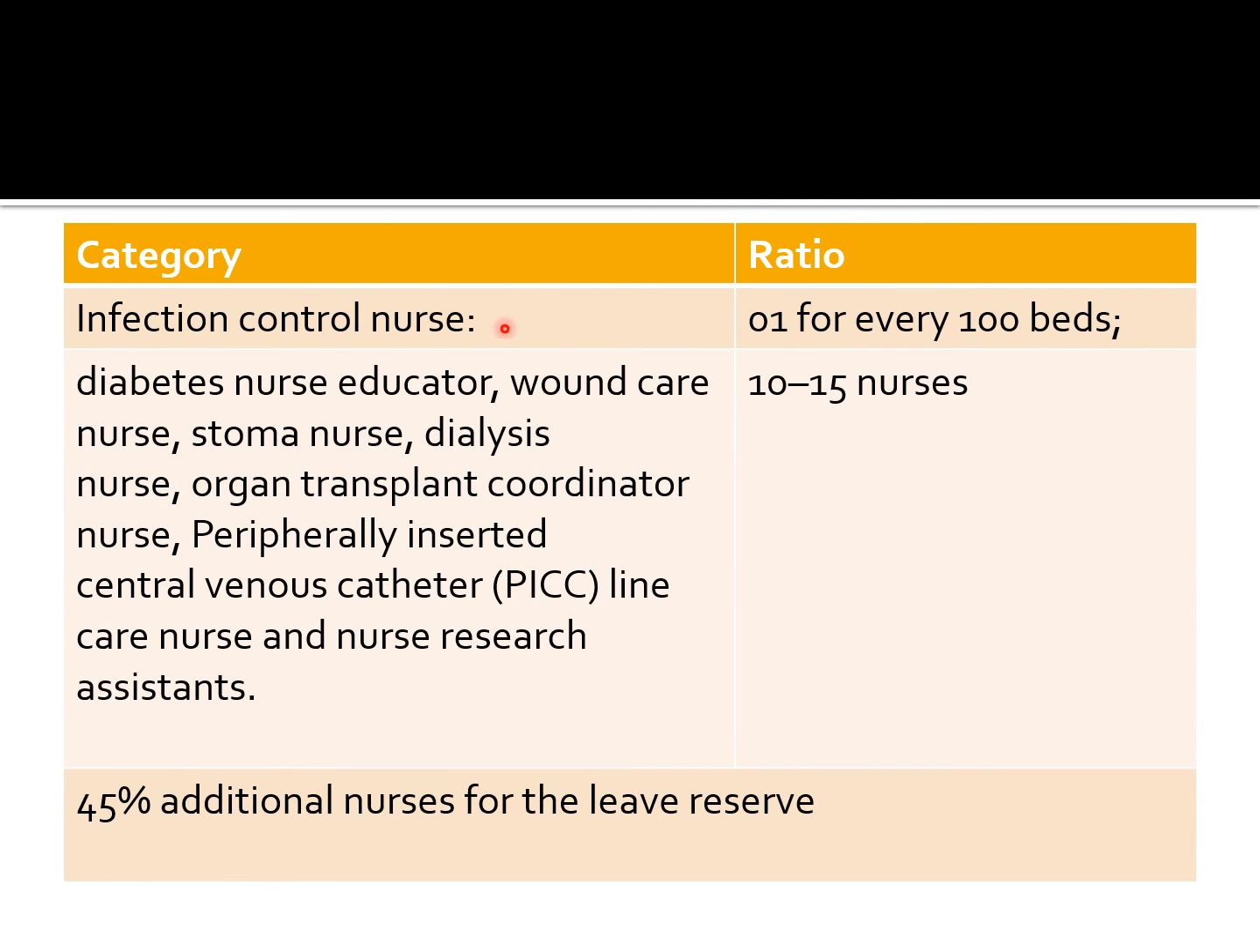There must be 1 infection control nurse for every 100 beds. Additionally, 10 to 15 nurses should be available to perform the duty as nurse educator, wound care nurse, stoma nurse, dialysis nurse, organ transplant coordinator, PICC line nurse, and nurse research assistants. Additionally, 45% of nurses must be available for leave reserve. This is the consolidated recommendation or summary of nurse-patient ratio, that is staff nurse-patient ratio considering international norms, Indian norms, and best research evidences. Here is the end of this video. Thanks for watching.